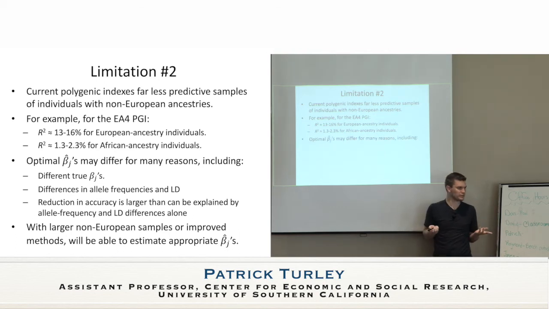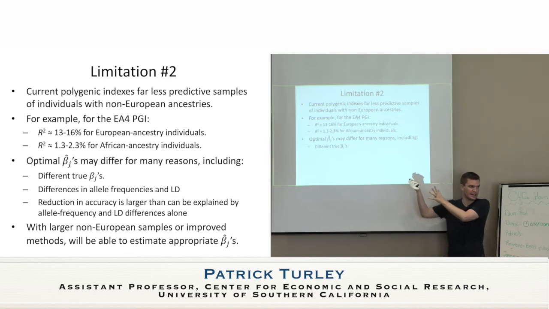So why is it lower? Well, there's a handful of reasons. One might be people who have different ancestries likely are coming from different environments, and since they're from different environments, maybe the actual associations of these SNPs are different in those environments, and so we're using the wrong betas in that case. So that might be one reason.